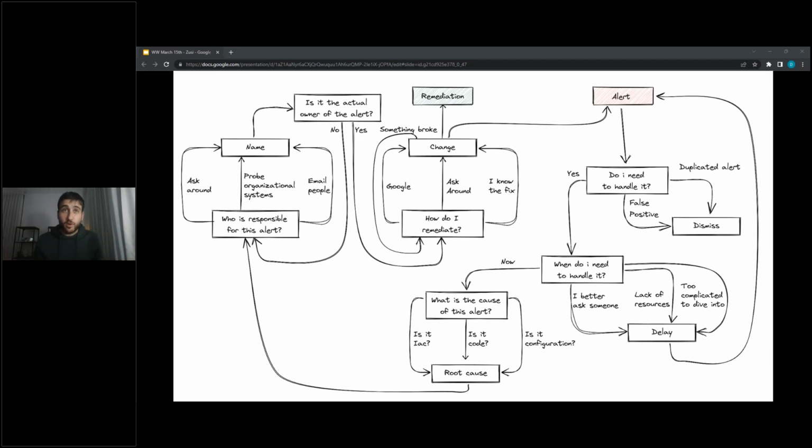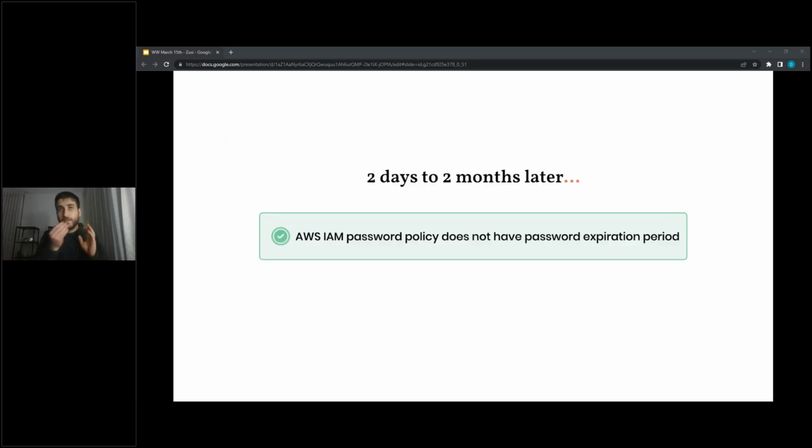But that's kind of the second point, right? It is a complicated process. It's not as easy as one would imagine, just changing passwords, right? So let's say we did all that. We ran through the flowcharts and we finally remediated that issue.